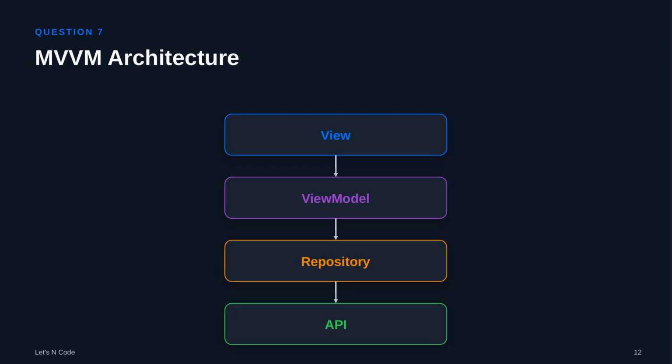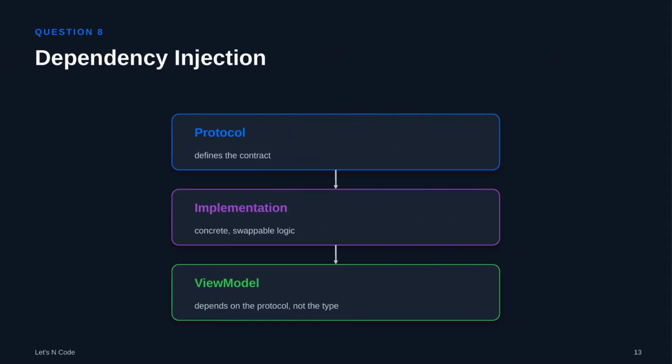Question 7, MVVM. The view only renders state, it doesn't know where that state came from. The view model formats that state and exposes it to the view. The repository abstracts away the data source. Is it cache? Is it disk? Is it network? The view model doesn't need to know. And the API layer handles the actual network call. Each layer only talks to the one directly below it. That's the whole point.